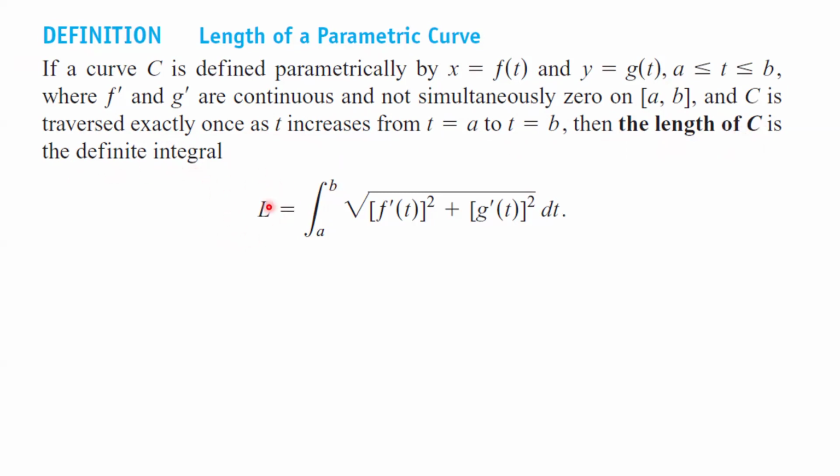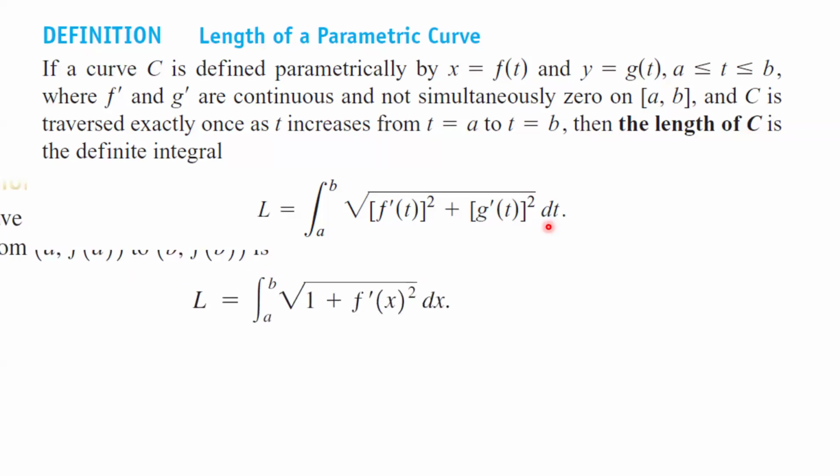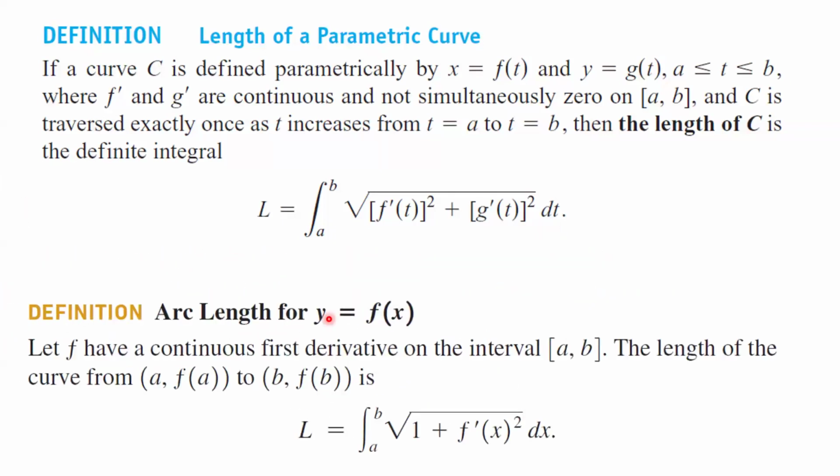We say that L is the definite integral from a to b of the square root of f prime of t to the second plus g prime of t to the second dt. We also saw with a proof that if y is a function of x, it means that there is no parameter involved. We can calculate the length of the arc as well.